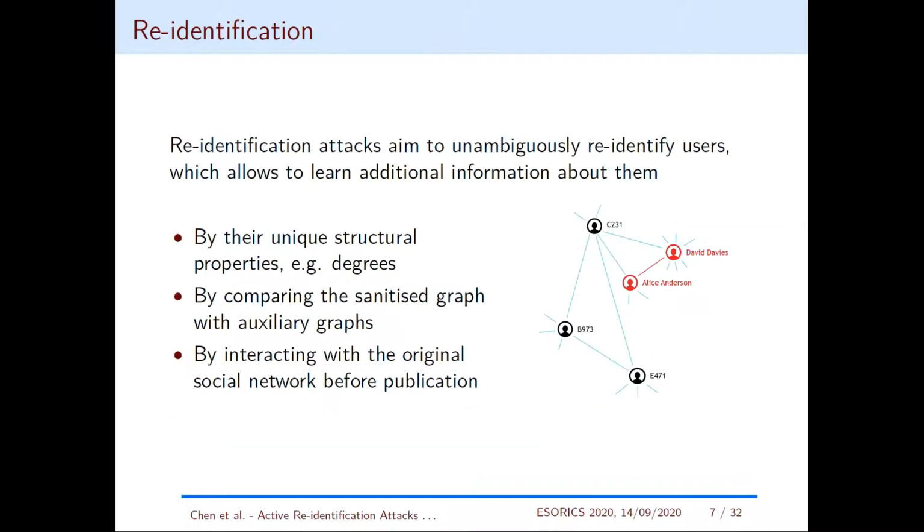In a re-identification attack, the adversary tries to unambiguously re-identify users in such a way that they learn additional information about them. For example, in this small graph that we show, the fact that these two users in red are re-identified allows us to know, for example, that they're friends. Re-identification is conducted because some users have unique structural properties, such as their degrees, or by comparing the sanitized graph with some auxiliary graph, or by interacting with the original social network before publication, as will be the focus of this presentation.